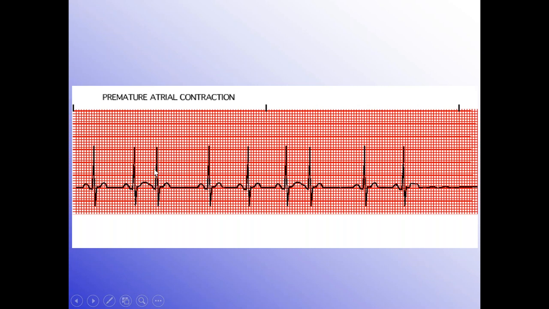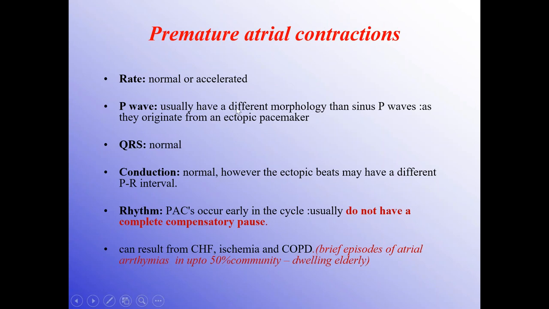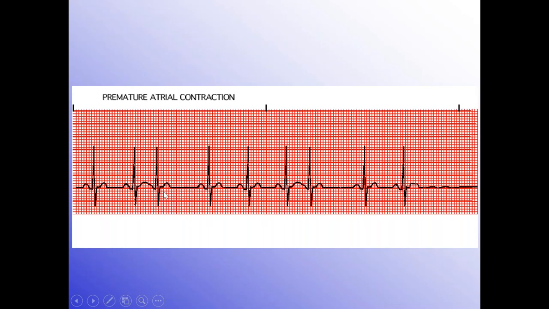So what happens is you have a P wave which is different in morphology from the sinus P wave. You have a QRS which is normal. You have a compensatory pause. You see this compensatory pause? The pause which occurs because of PAC is incomplete. That means this PP interval and this P wave which has come will be a little less than the PP interval. It will not totally compensate for the PP interval.